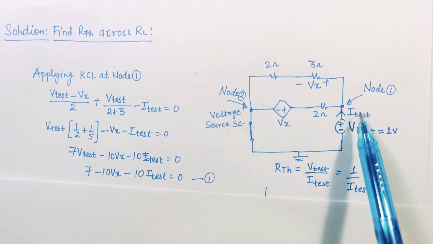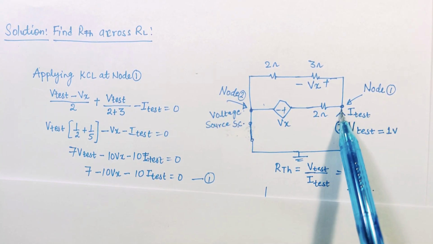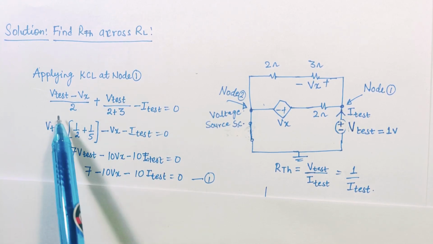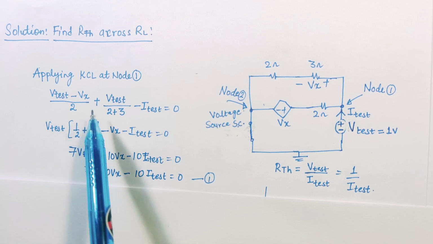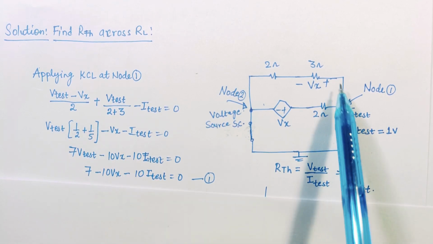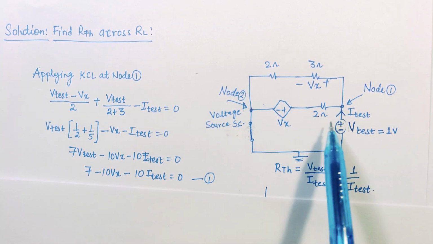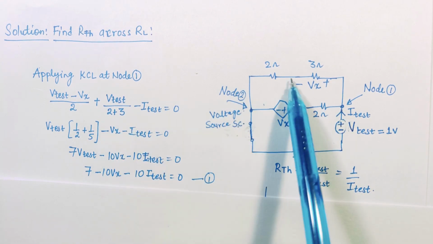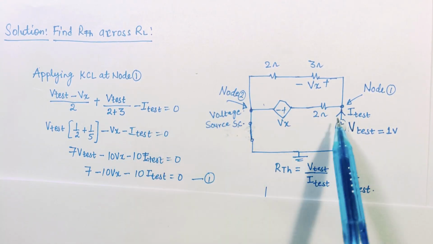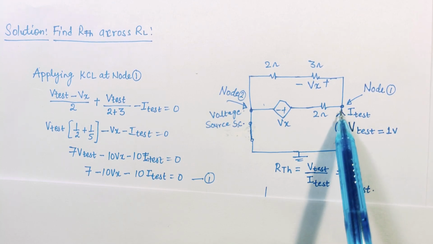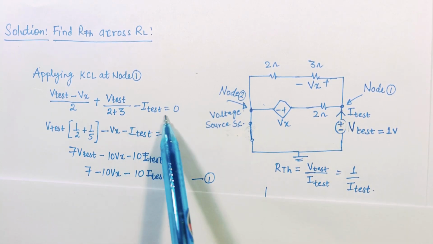If we apply nodal analysis at node 1, then by using KCL at this node, the current in this branch will be equal to V test minus Vx upon 2, plus the voltage across this branch will be equal to V test. So V test upon the sum of these resistances, 2 plus 3, will be the current flowing in this branch, minus this I test, which is coming towards this node, so it will have a negative sign, minus I test equal to 0.